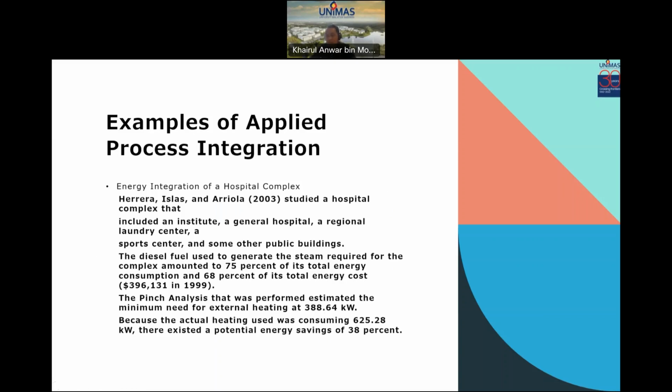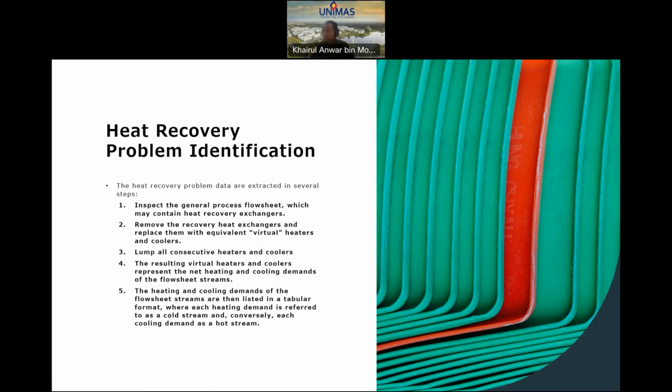Therefore, from pinch analysis, we can estimate the minimum heat for this process, for example, the hospital complex. Heat recovery problem identification. This is the step. First step is to inspect the general process flow sheet, which may contain heat recovery exchangers. Remove the recovery heat exchangers and replace them with equivalent virtual heaters and coolers. Lump all consecutive heaters and coolers. The resulting virtual heaters and coolers represent the net heating and cooling demands of the flow sheet streams.